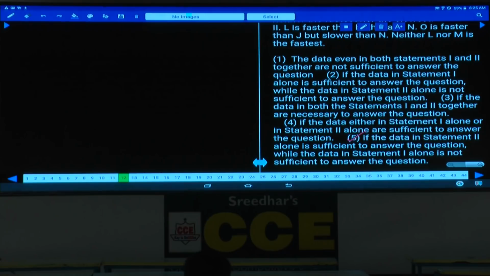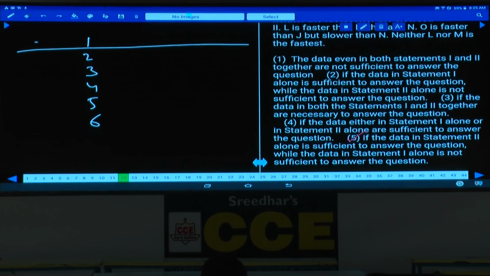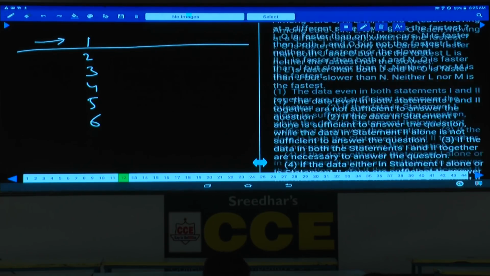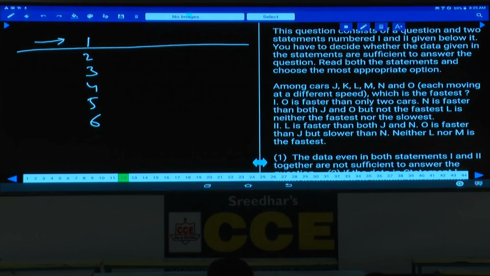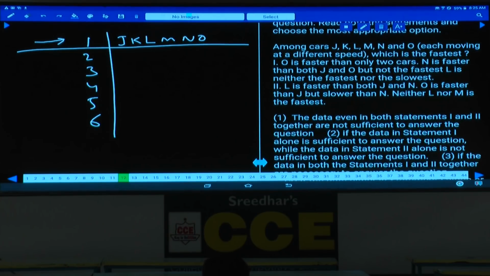Now, 1, 2, 3, 4, 5, 6. The question is about which is the fastest, and what are the cars here? J, K, L, M, N, O are the 6 cars, isn't it? Now coming to condition number 2. L is faster than J as well as N. As L is faster than J and N, this J and N are after this L.